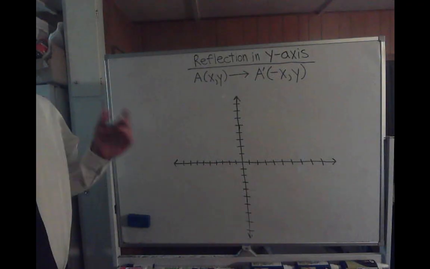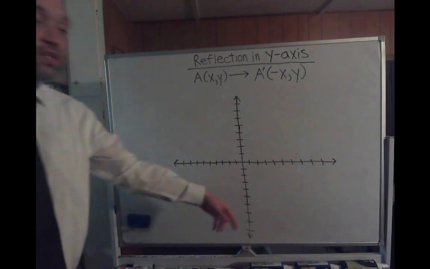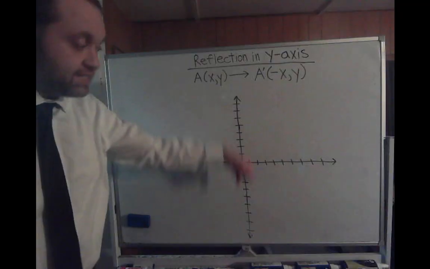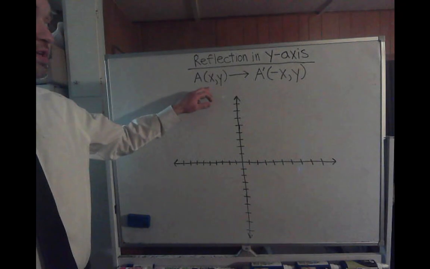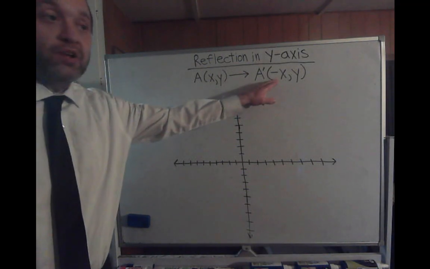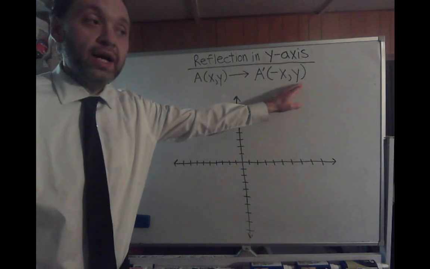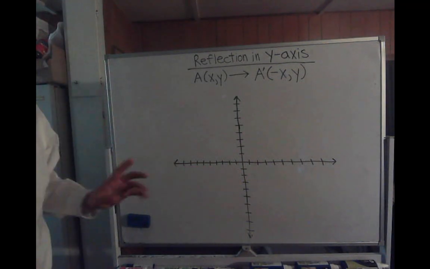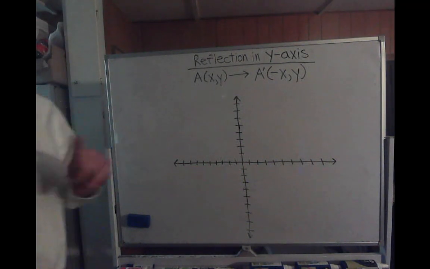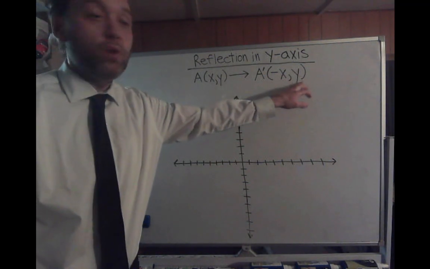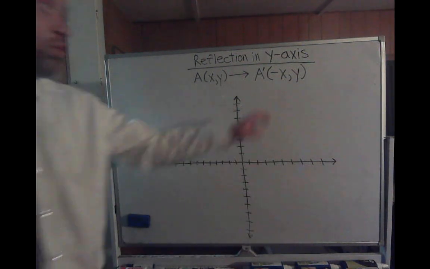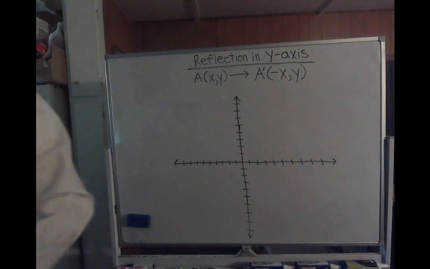To do a reflection in the y-axis, since the y-axis stands straight up, you have your x, y coordinate of the original. This time you negate your x coordinate, but you leave your y coordinate alone. So to find the reflection in the y-axis, you negate your x coordinate, but you leave your y coordinate alone. So you will get the coordinate -x, y.